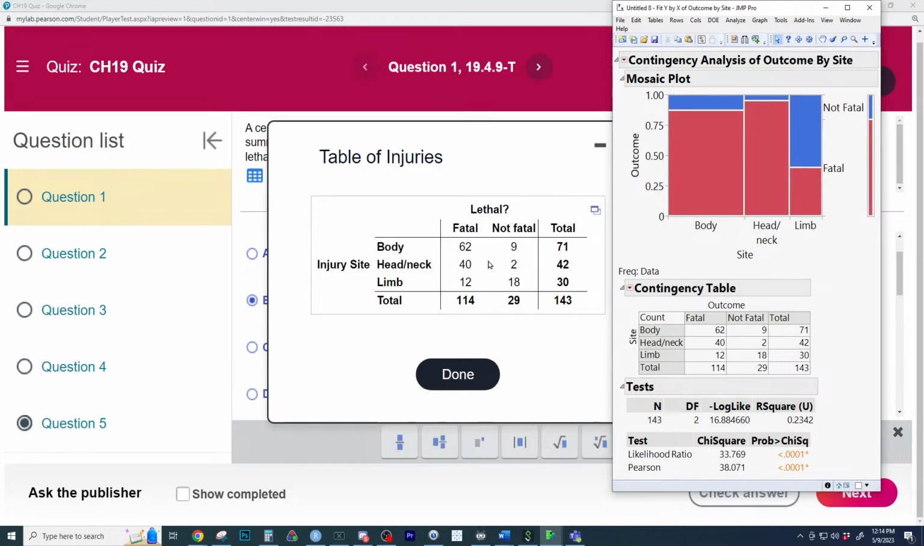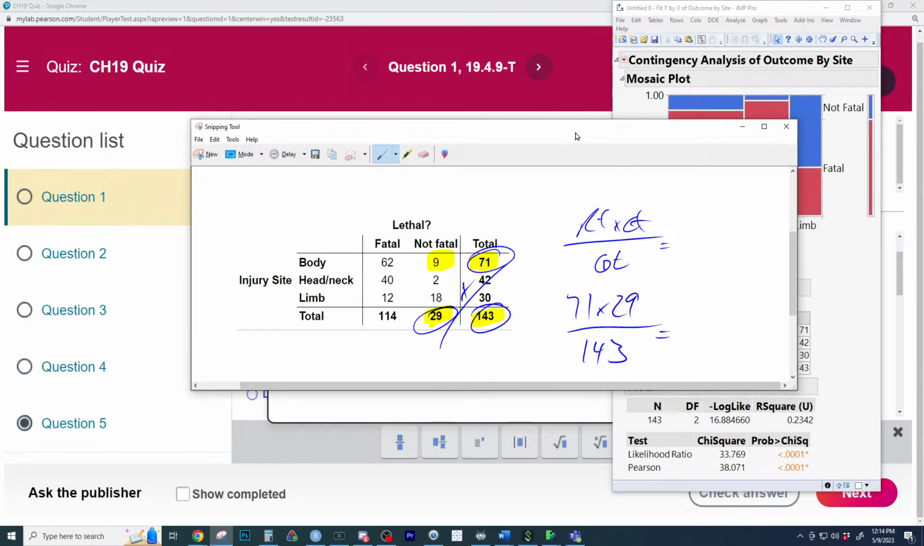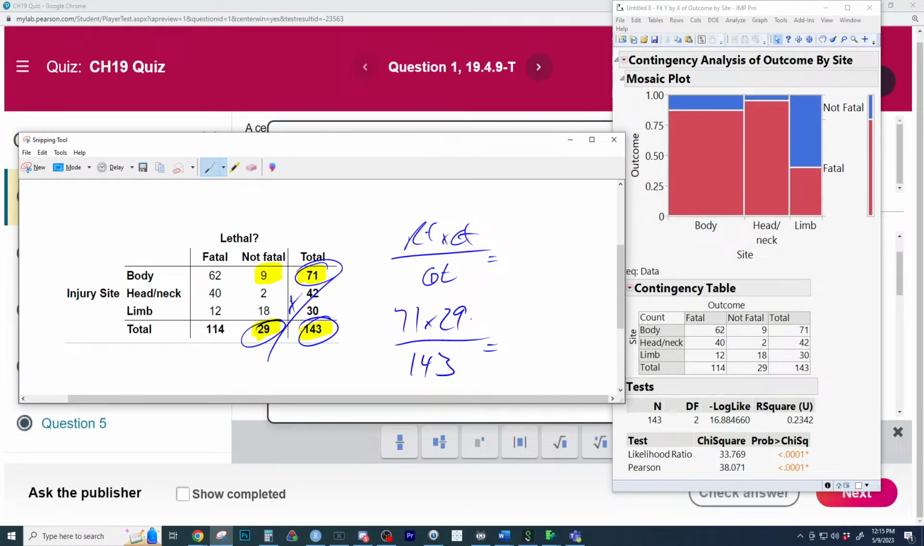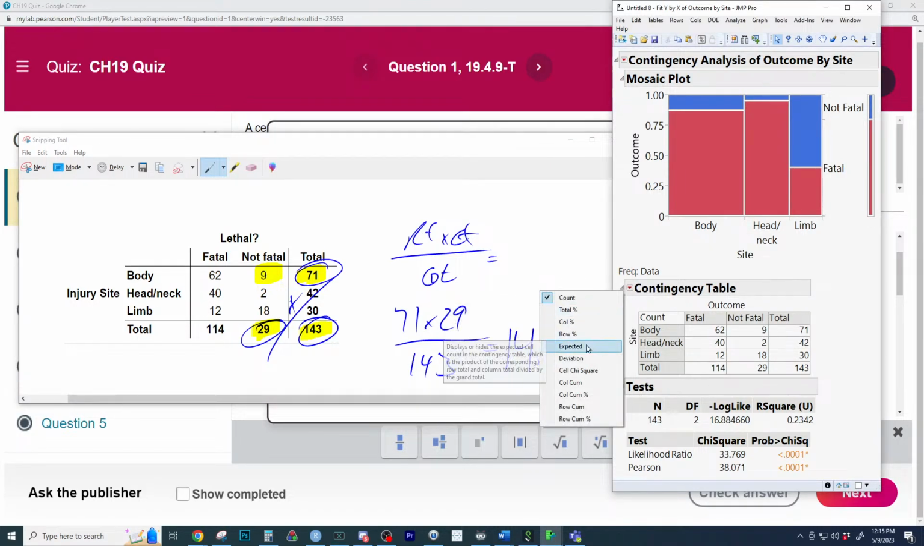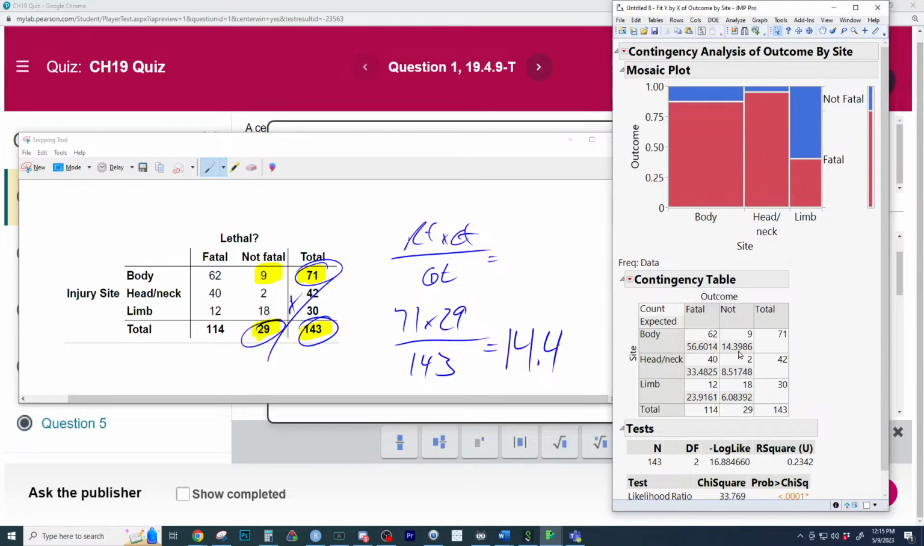Now remember, we calculated this value over there, so that's where we calculated the mathematics, and Robert said it was 14.4. Let's go ahead and click right here and go to expected. And there it is right there. 14.4. It rounds to it. So I think you can change the decimals if you want. There's a way, but it's a little hard to do. But it's probably going to ask for 2 decimals.